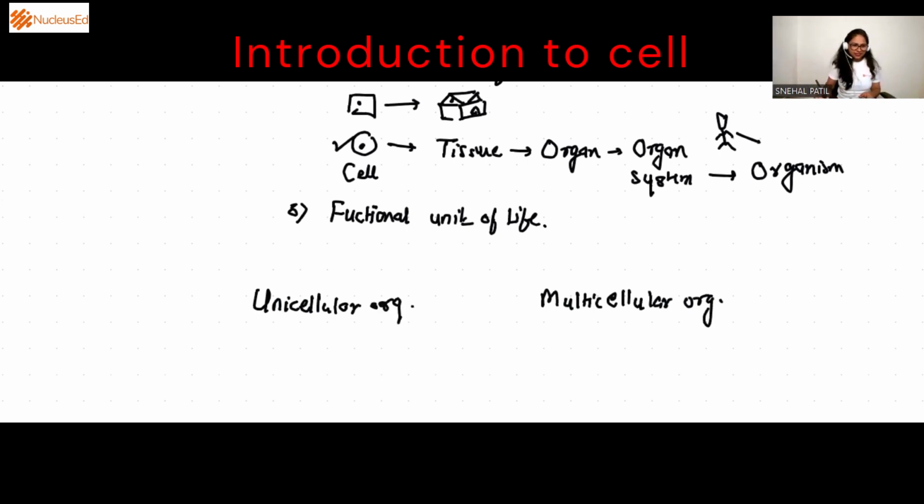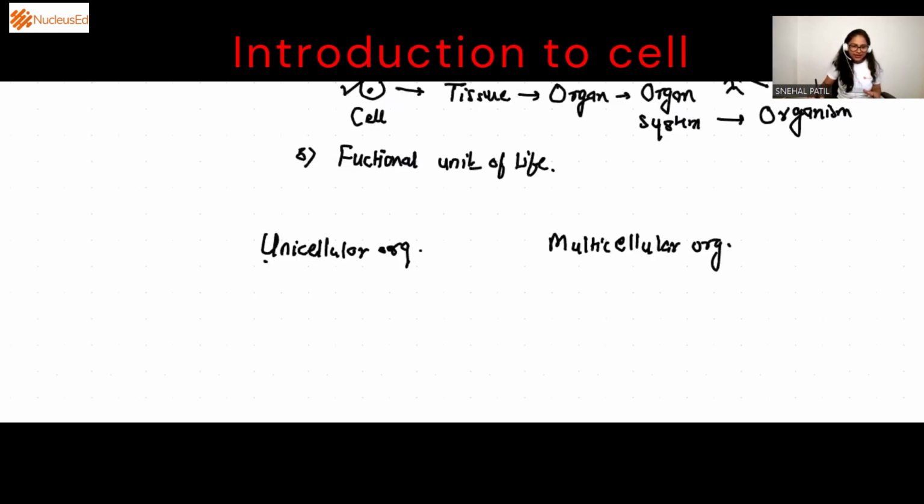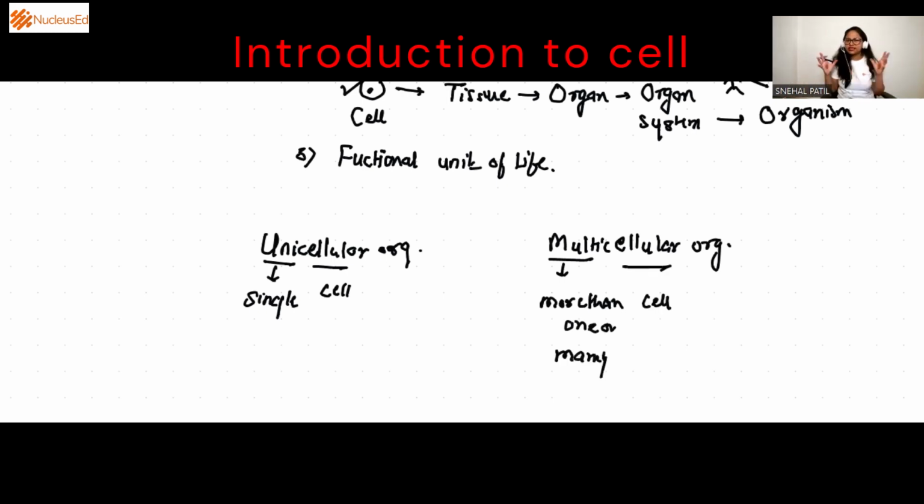The name itself suggests what that exactly means. Unicellular organism. Uni means single and cellular means cell. So any organism which is having only one cell is considered as unicellular organism. While multicellular, multi means more than one, or you can consider many. And cellular means cell. Many cells. So some organisms are formed from many cells, like how we studied in case of structural unit. In a multicellular organism, cells combine together to form an organism, right?